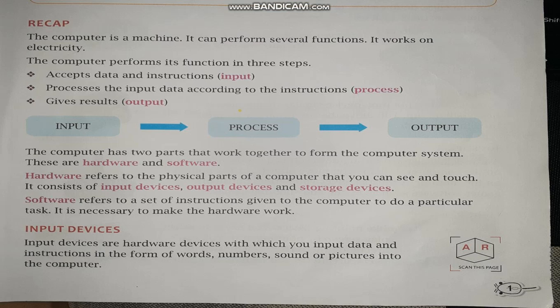The computer has two parts that work together to form the computer system. These are hardware and software. What is hardware? Hardware refers to the physical parts of a computer that you can see and touch. It consists of input devices, output devices and storage devices. Next one is software. So what is software? Software refers to a set of instructions given to the computer to do a particular task.